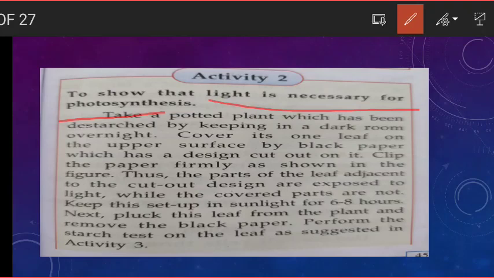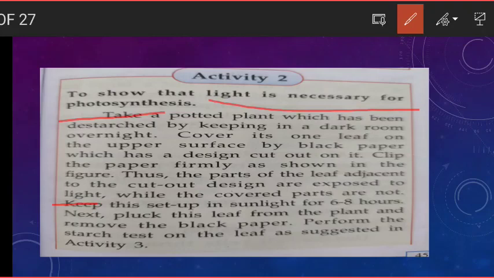Clip the paper firmly as shown in the figure, and thus the parts of the leaf adjacent to the cutout design are exposed to what? Light, while the covered parts are not. Keep this setup in sunlight for 6 to 8 hours.